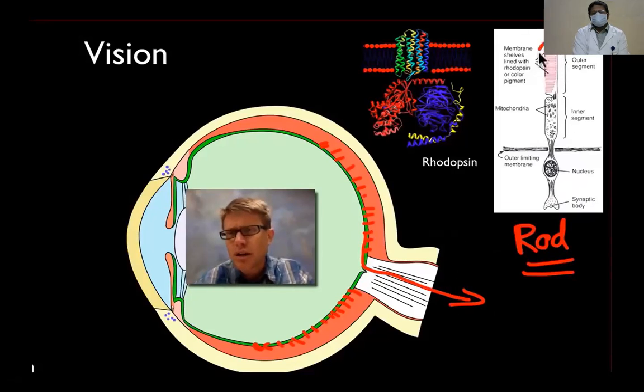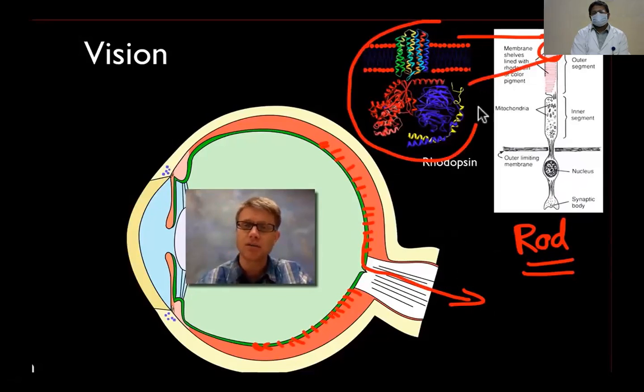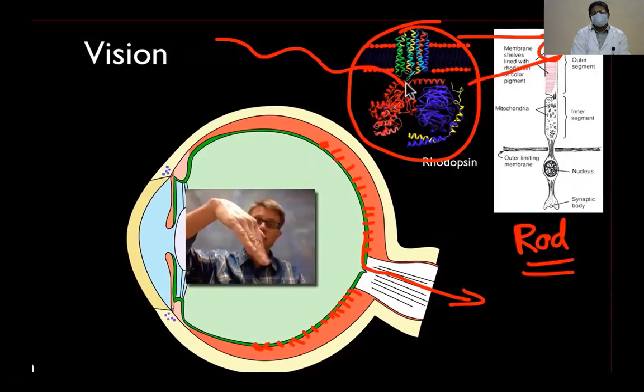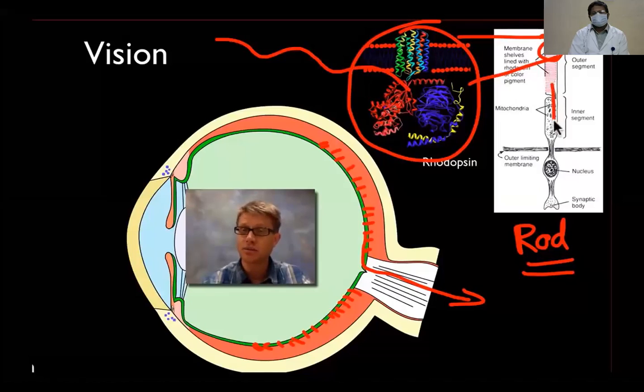If we zoom in right here to this area, we get a lipid bilayer, and then we have a chemical called rhodopsin. Rhodopsin is going to pick up light, and when light hits rhodopsin, it's going to have a conformational change in the protein. The protein will actually change shape. When it changes its shape, that's going to send an action potential down a nerve, and it's going to eventually go to your brain.